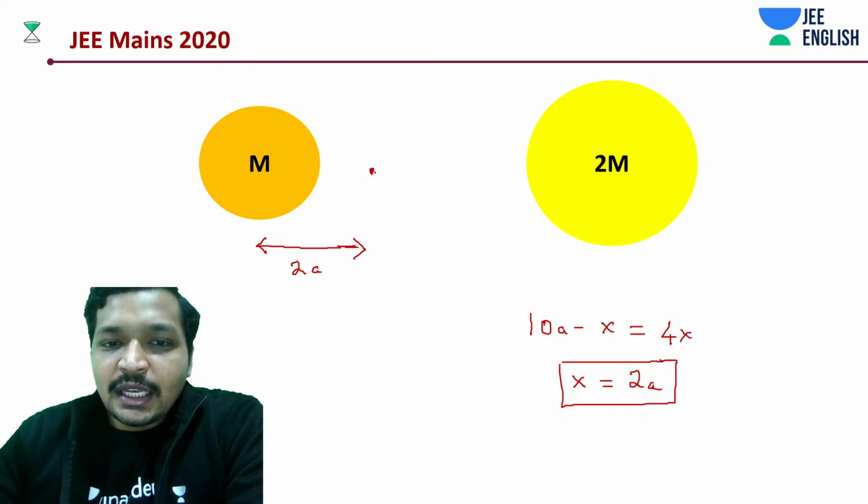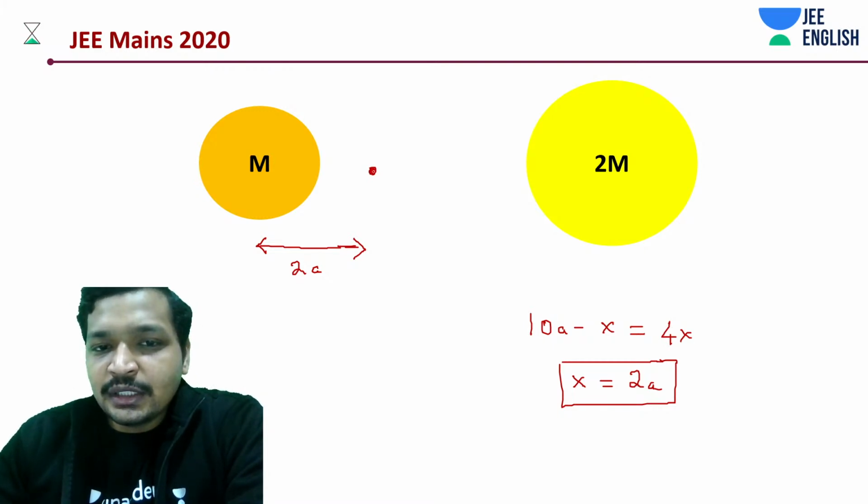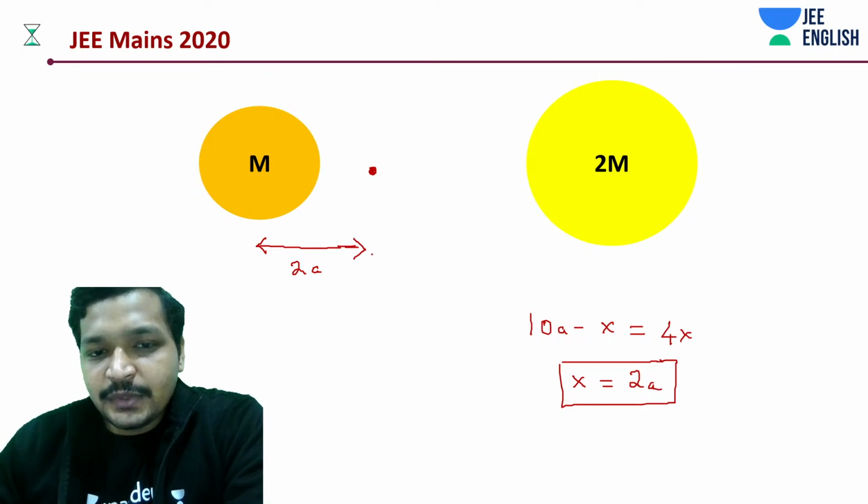And now comes the next thing. So that means how much distance from here? From this center, take 8.